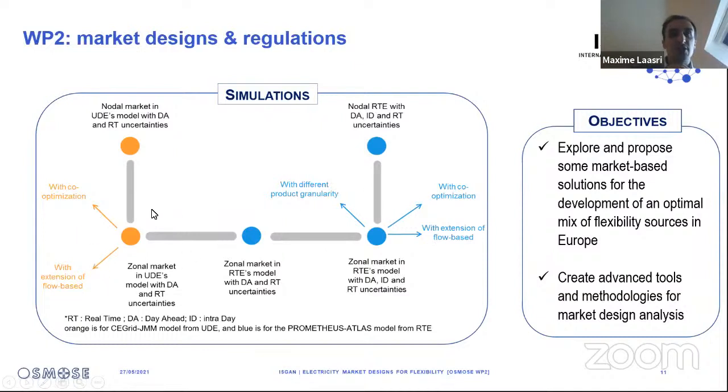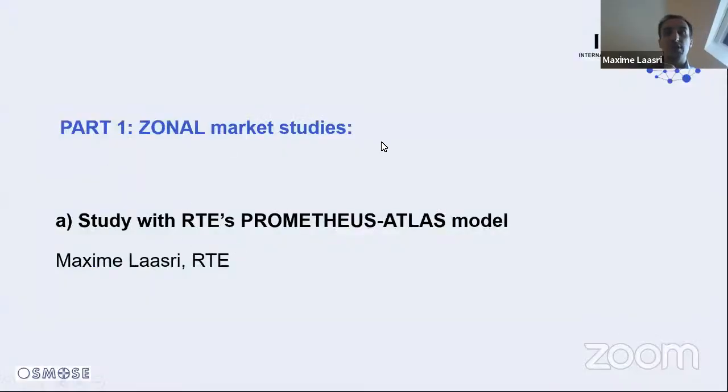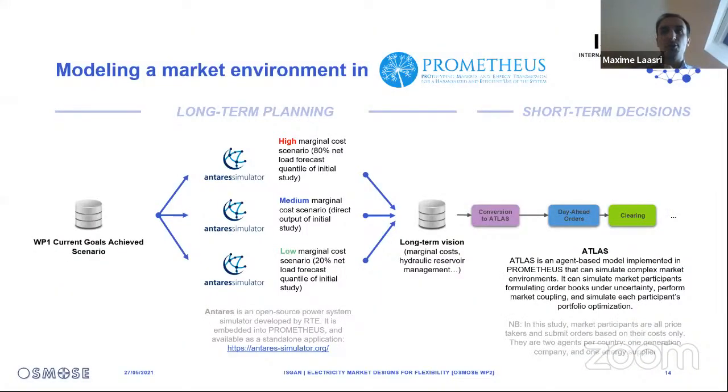Then UDE is going to present their study, the zonal study here. Then we're going to move on to the zonal study on our side, and then end with the nodal study on UDE side. So without further ado, we are going to start with the study from RTE using RTE's model, Prometheus and Atlas. And to do that, we need to first understand what this tool does.